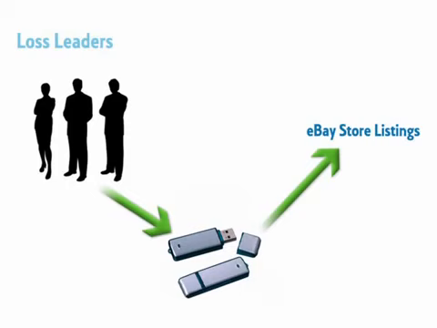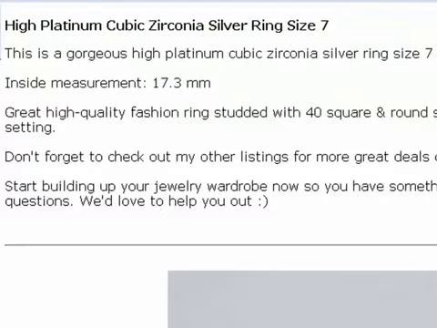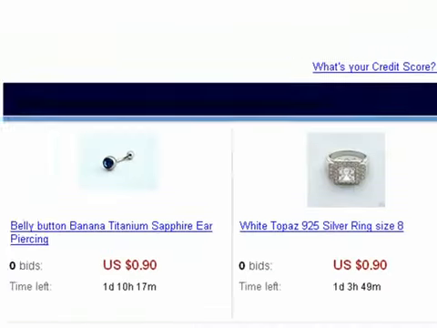This is an excellent way of increasing your leads, but before you try it, make sure your store or other listings are well prepared to take full advantage of the additional traffic. And don't forget to include "Please check out my other listings for etc." at the bottom of your loss leader auctions.